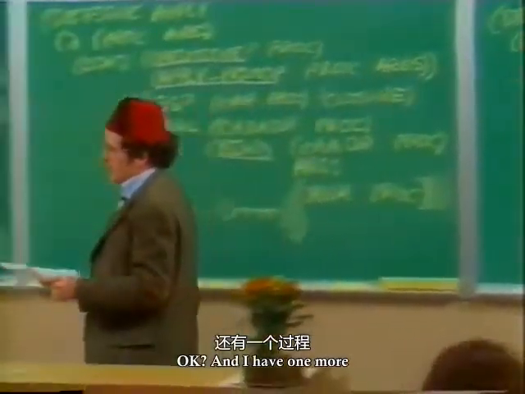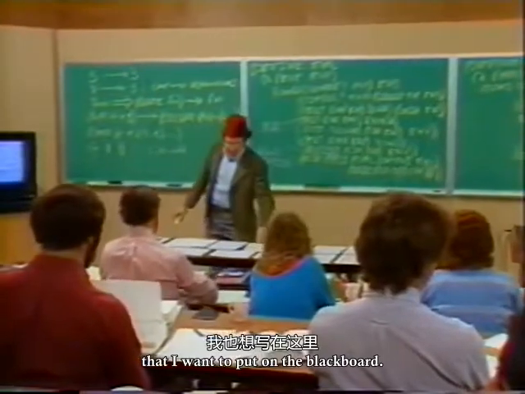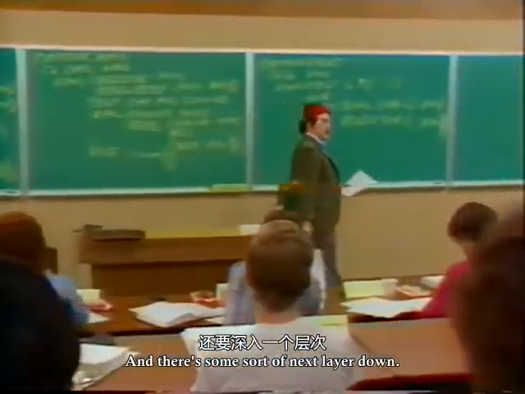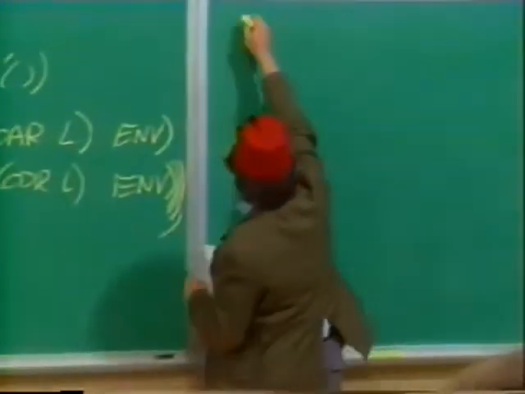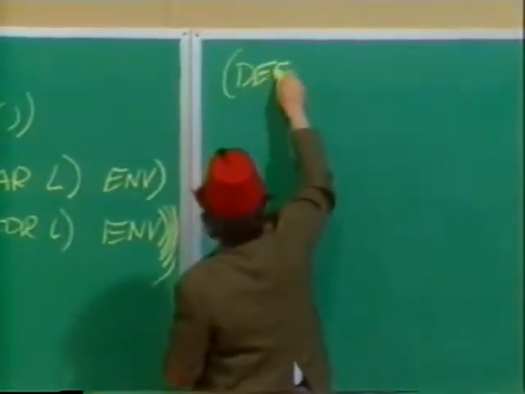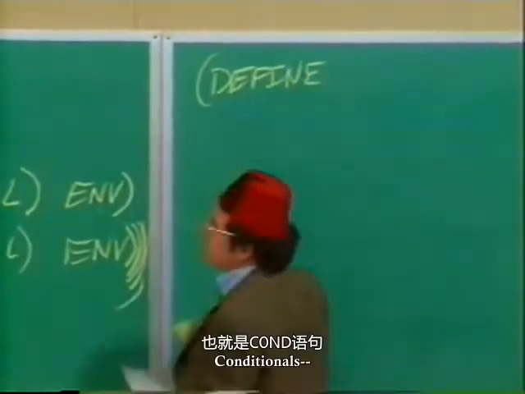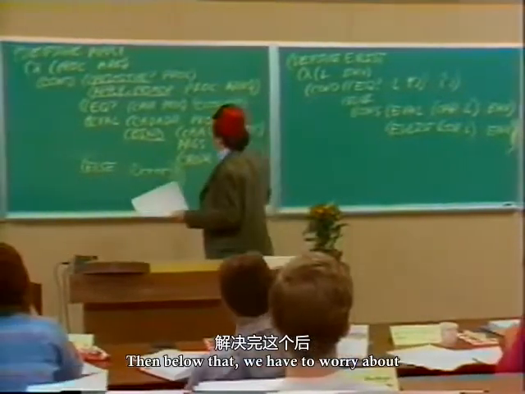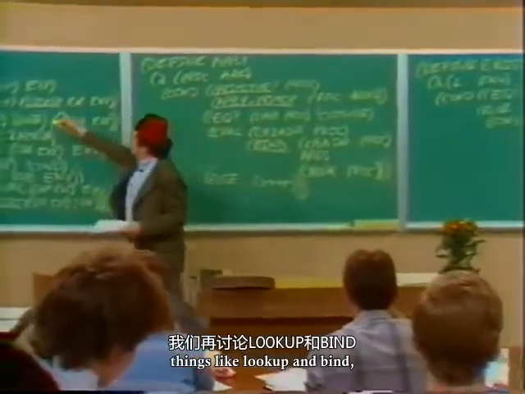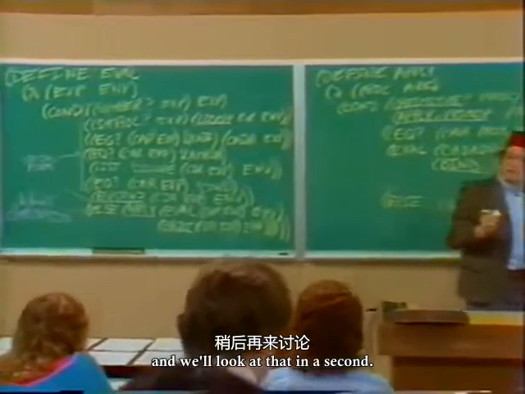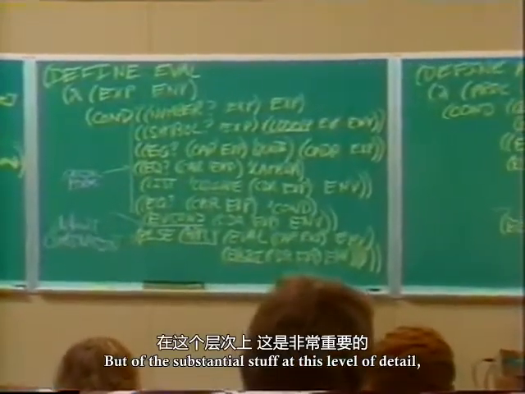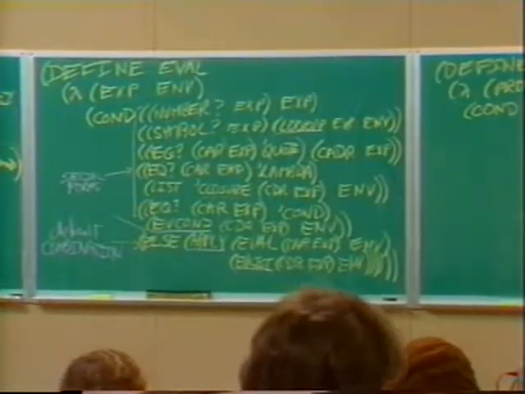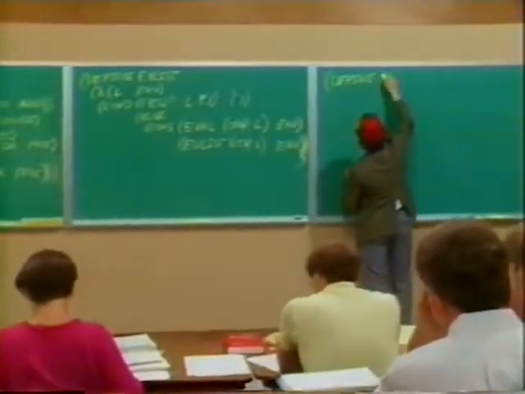Okay? And I have one more that I want to put on the blackboard. So it's the essence of this whole thing. And then there's some sort of next layer down. Conditionals. Conditionals are the only thing left that are sort of substantial. Then below that, we have to worry about things like lookup and bind. And we'll look at that in a second. But of the substantial stuff at this level of detail, the next important thing is how you deal with conditionals. Well, how do we have a conditional thing?